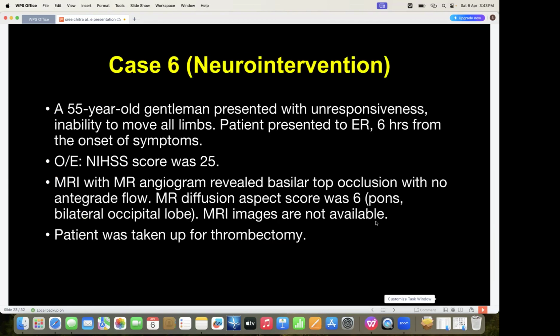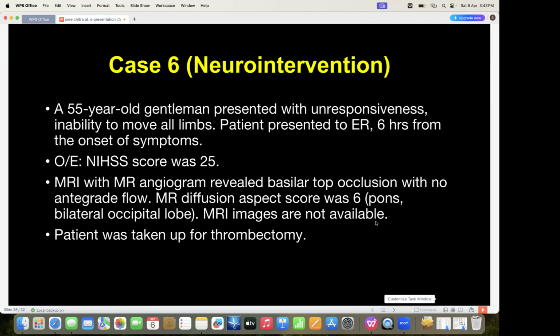And the sixth case is a neurointervention. A 55-year-old gentleman presented with unresponsiveness, inability to move all the limbs. Patient presented to ER. Patient had vascular risk factors, diabetes, hypertension, and he is also a chronic smoker. Patient presented to emergency room 6 hours after the onset of the symptoms. On examination, NIHSS score was 25 and patient was unresponsive.